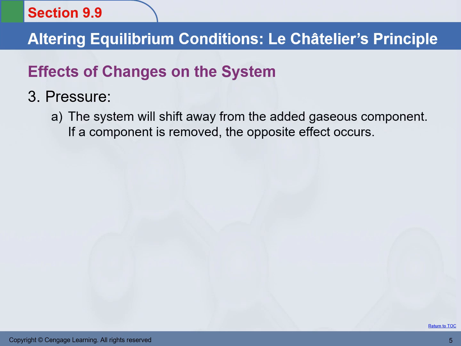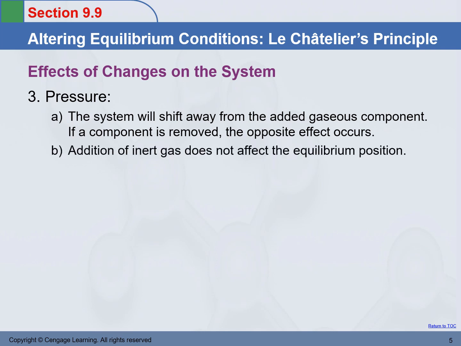A, the system will shift away from an added gas component. Well, the same as what we learned for adding or removing a substance. If the component is removed, the opposite occurs. Number two, adding inert gas, adding something that is not related to the reaction. It doesn't have to be an inert gas. Anything that has nothing to do with the reaction will not affect the equilibrium.